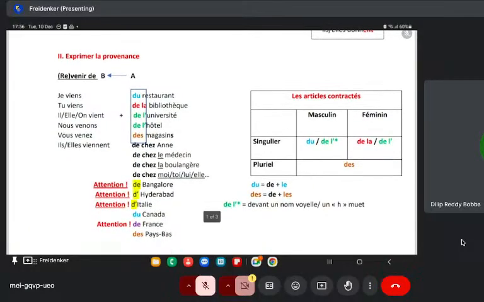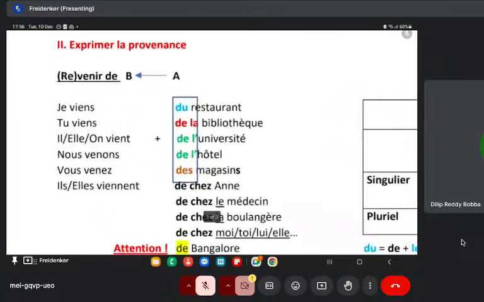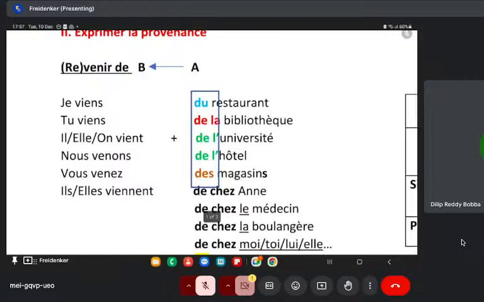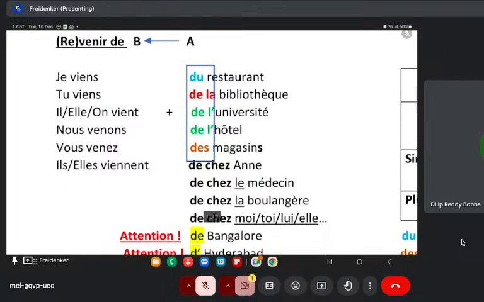Now you're coming from. So when you say coming, you have to use venir. Venir means to come. De, I told you, means of, or in this case, it means from. So coming from somewhere. Revenir means to return. I think this is the third word. So je viens, I come. Tu viens, you come, and so on. We are coming, you are coming, they are coming.